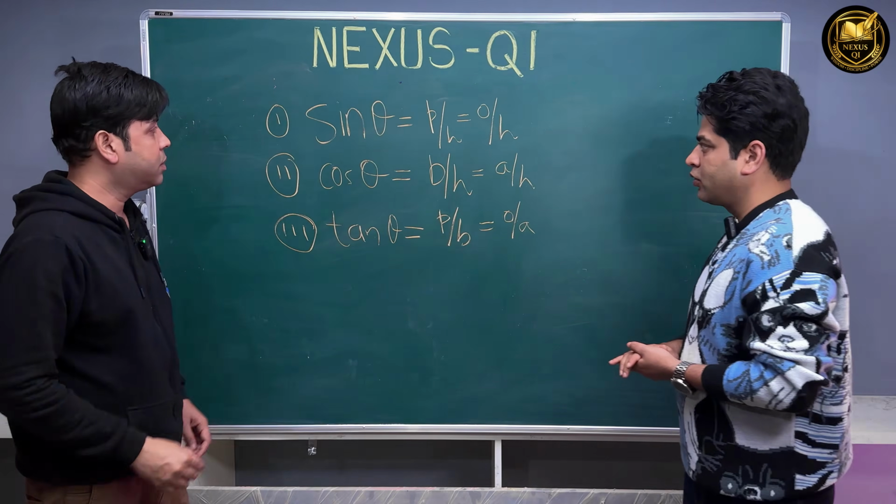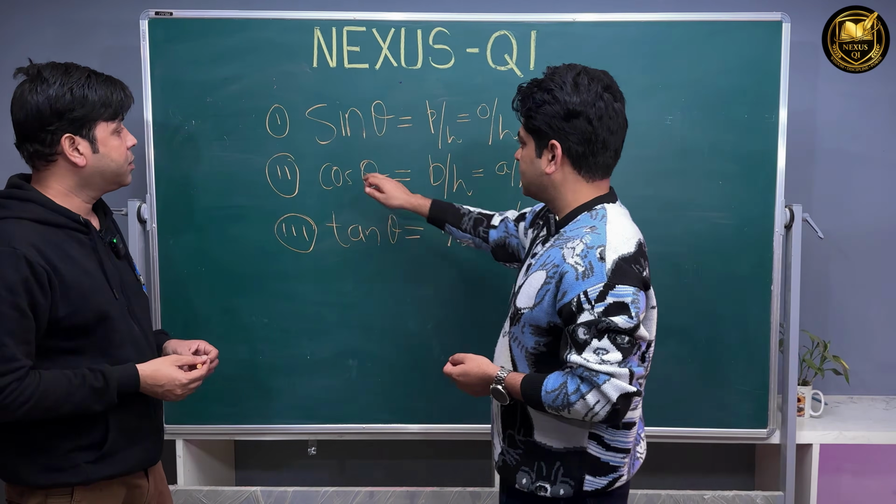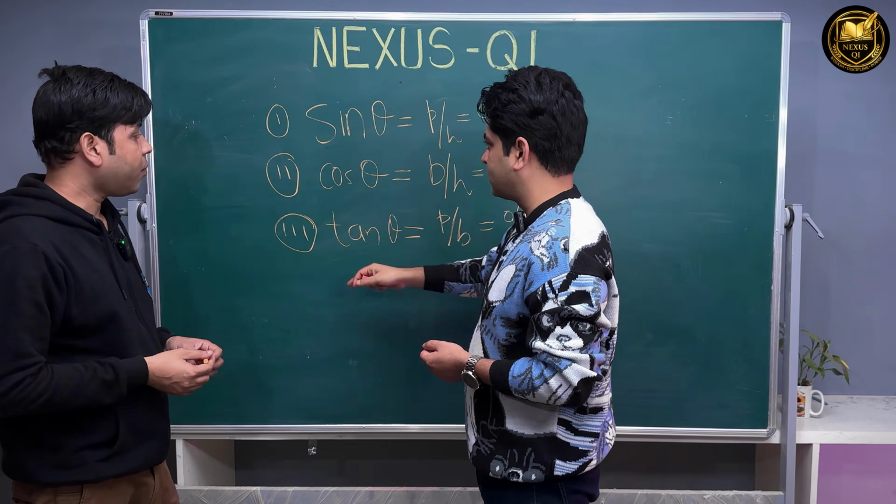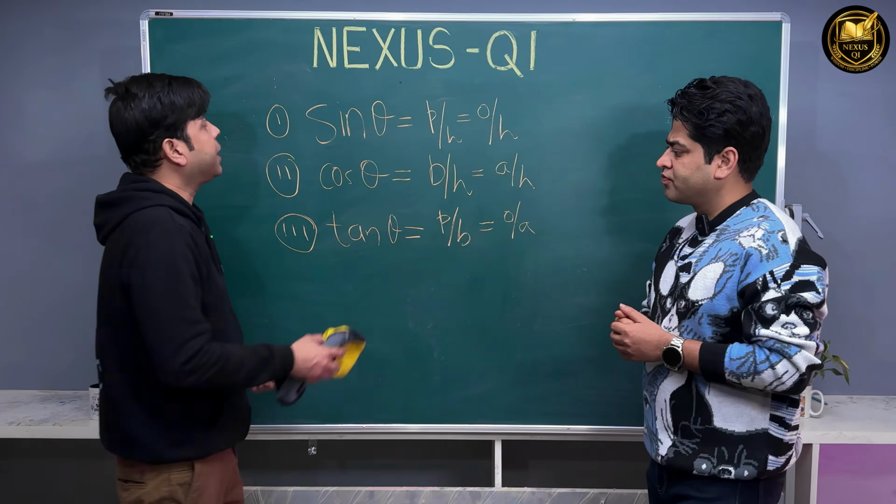Okay. But I have one doubt here. This is sine. From where do all these terms come? Sine, cos, and tan.